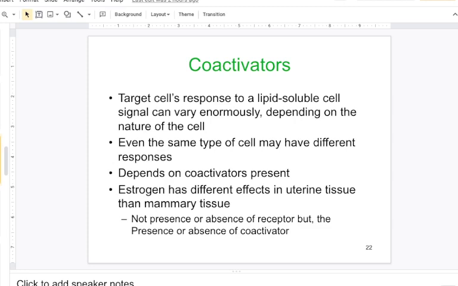These are both types of tissue, but estrogen has different effects on them because of the types of co-activators that are present. It is not the presence or absence of the receptor, but the presence or absence of a co-activator. So now we're going to talk a little bit about receptors.